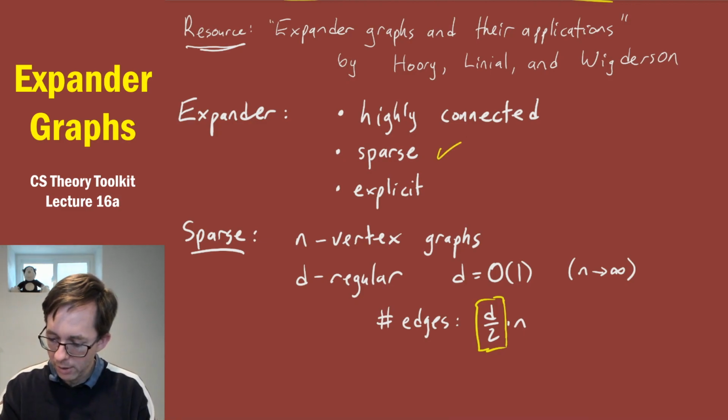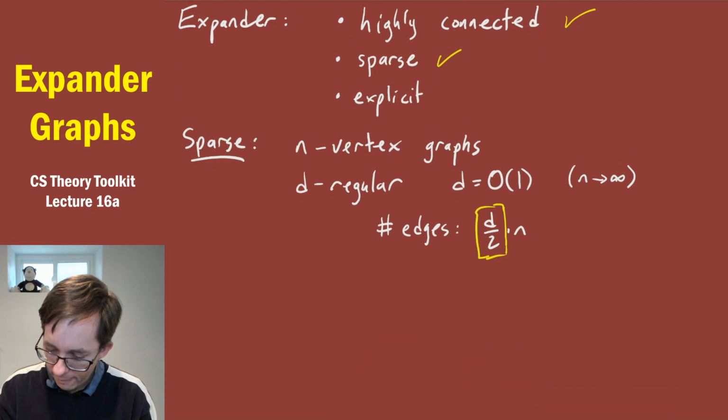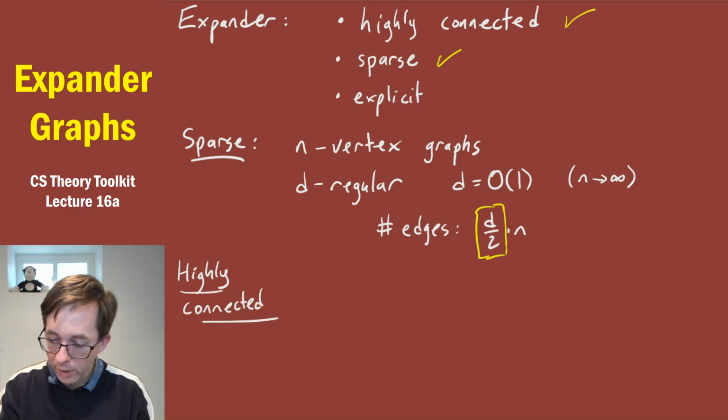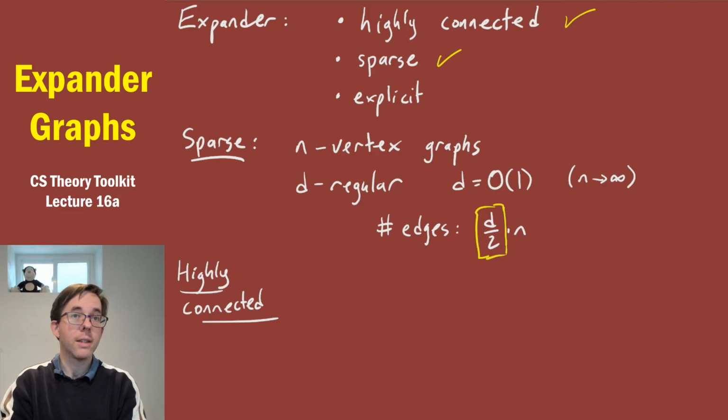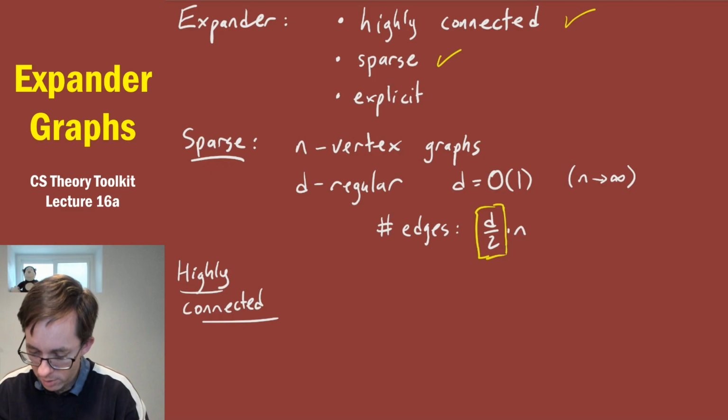Take that off. Let me talk a little bit now about highly connected. So what do I mean by highly connected? Well, again, there's a few ways you could quantify this. One way we could quantify it, in fact, is using this notion of minimum conductance from the previous lectures.